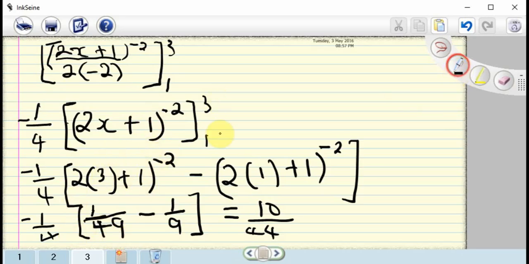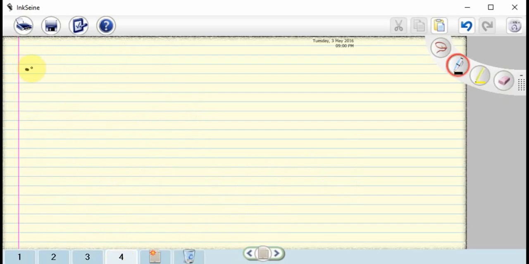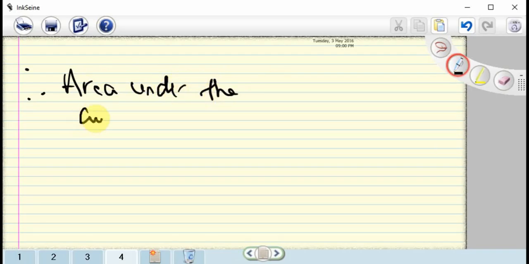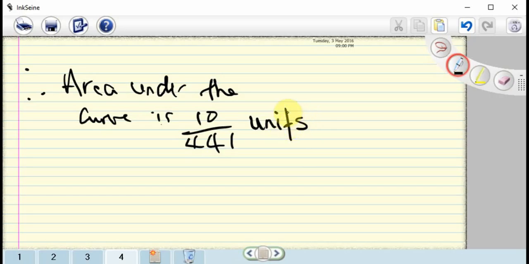So this implies that the area under the curve is 10 over 441 units. You don't have to write it as a decimal, you can just leave it as a fraction. So that question is through.